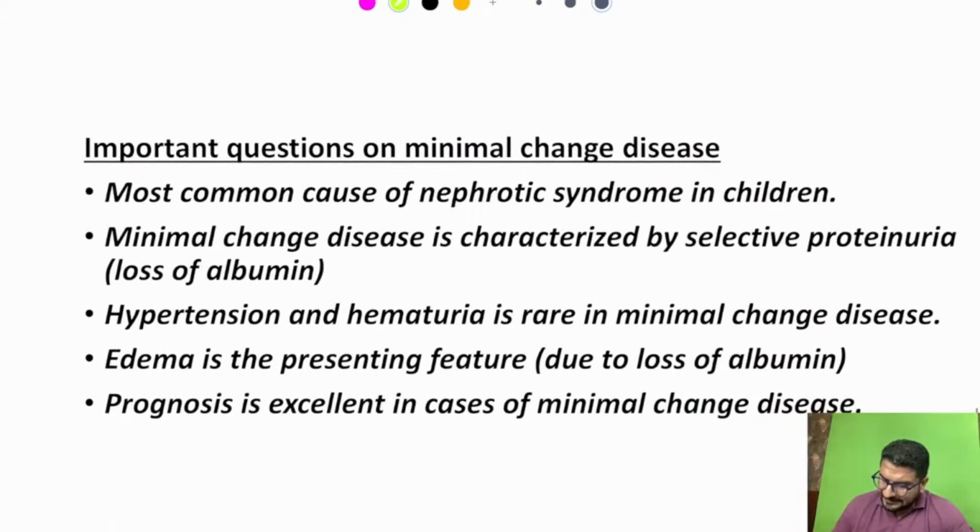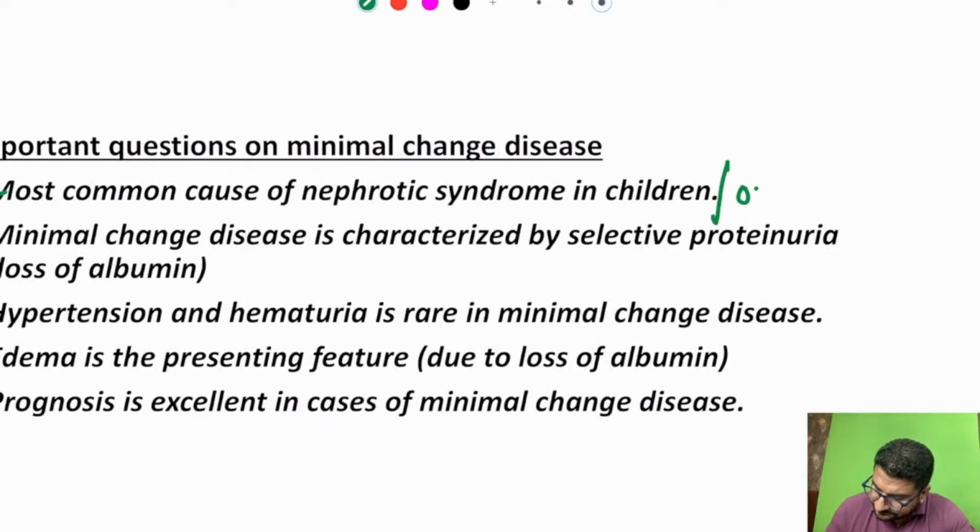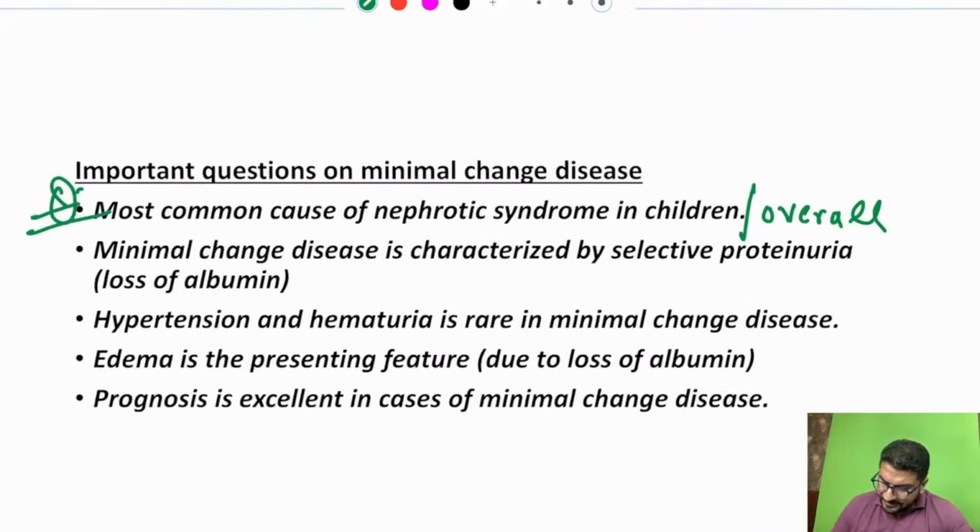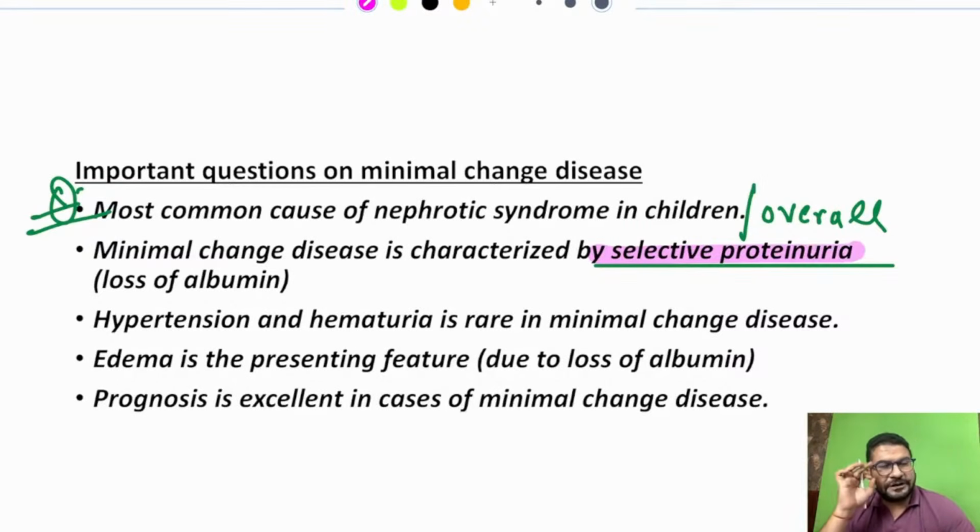Now, what are the questions they ask in minimal change disease? This is the most common cause of nephrotic syndrome in children and overall. Then try to understand, minimal change disease has selective proteinuria. What is the meaning of selective proteinuria? It means there is only loss of albumin. Other proteins generally are not lost. Only albumin is lost.